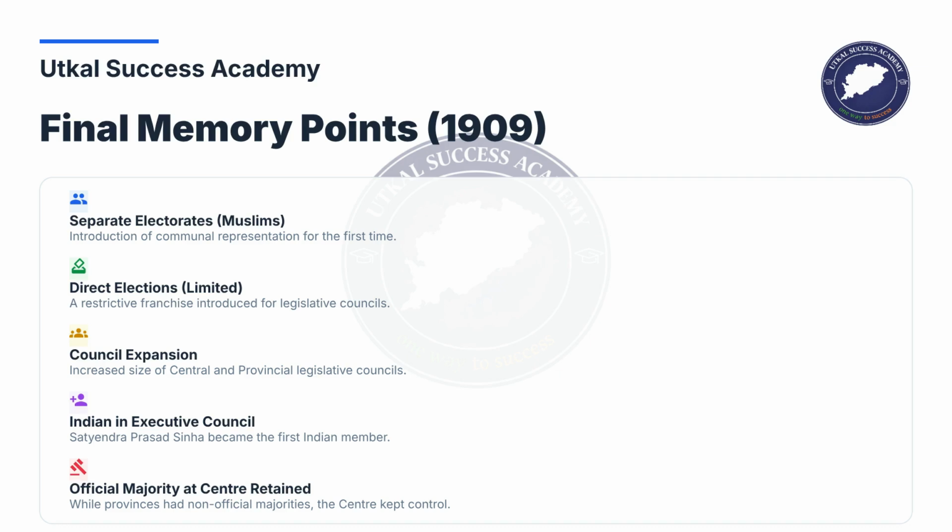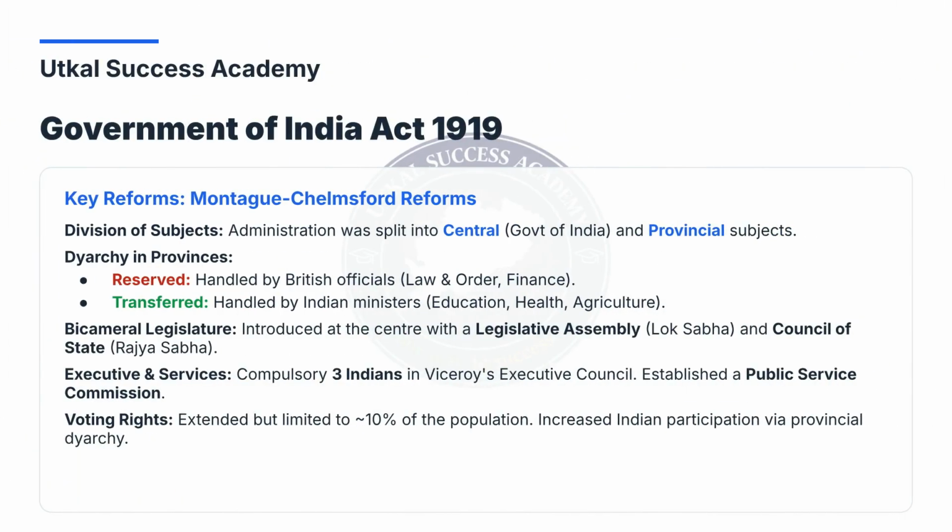The Indian Councils Act, 1909, also known as the Morley-Minto Reforms, introduced separate electorates for Muslims and expanded legislative councils at the center and provinces. It allowed limited direct elections, included Indians in the Executive Council, and increased participation in governance, though real power remained with the British authorities.